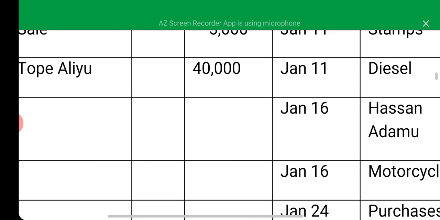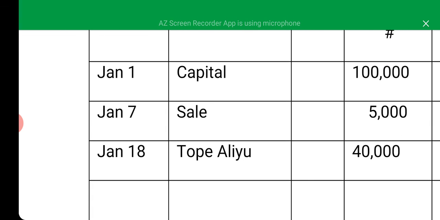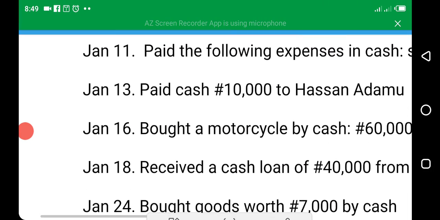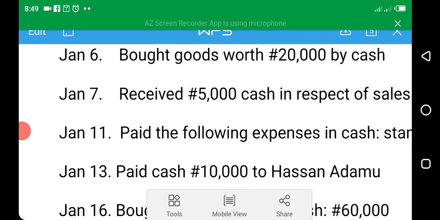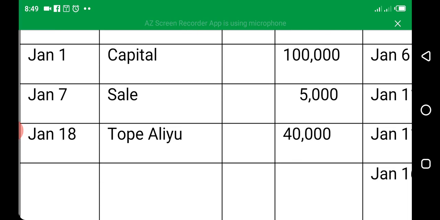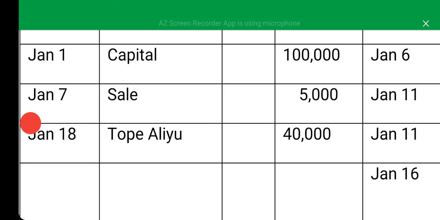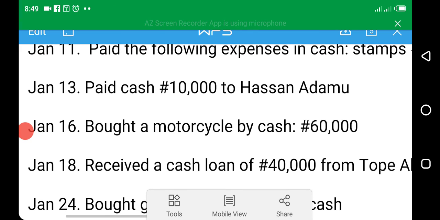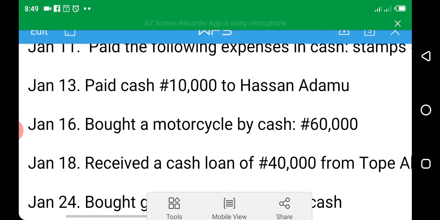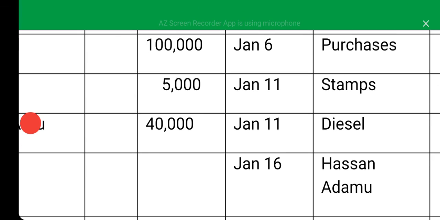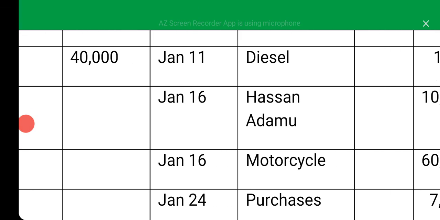On January 7, sales received 5,000 naira cash in respect of sales. So I said this will be referred to as sales, 5,000 naira. Then on January 13, paid cash 10,000 naira to Hassan Adamu. This will be credited being payment. I said Hassan Adamu's name will be used.